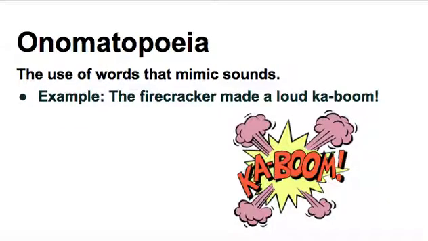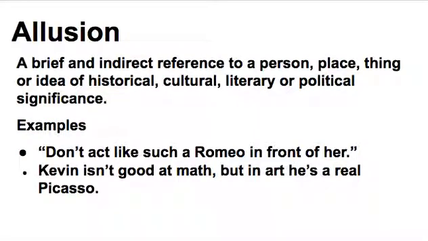Onomatopoeia is the use of words that mimic sounds. So kaboom is a word that is an onomatopoeia. Actually, there's two onomatopoeias in this example. The second one is crack, firecracker. Crack makes the sound of what it is. A brook trickles. Trickles sounds a little bit like what it is. So any of those words are onomatopoeia.